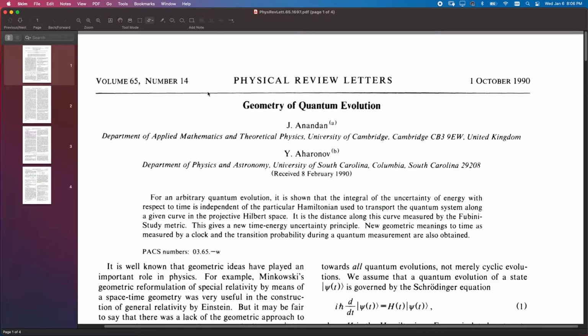Okay, and it's by J. Anandan and Aharonov. I think that's how you say his name. This is the same guy who, with Bohm, they discovered the Aharonov-Bohm effect. Some people might be familiar with that.